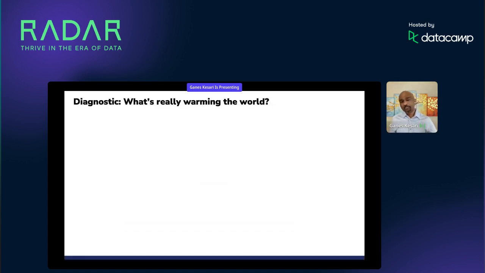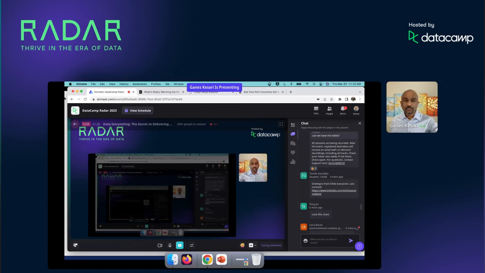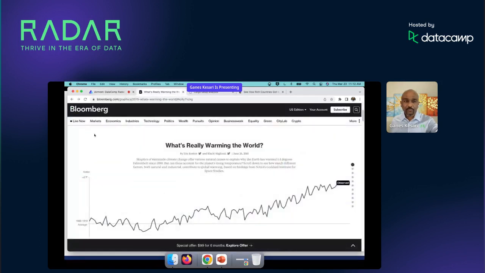Once you pick the types, and just to illustrate, I have two examples. So if you are trying to understand what's really warming the world, this is a why question. Why is this happening? So let's switch. You should be able to see my screen. I'm switching to the browser.